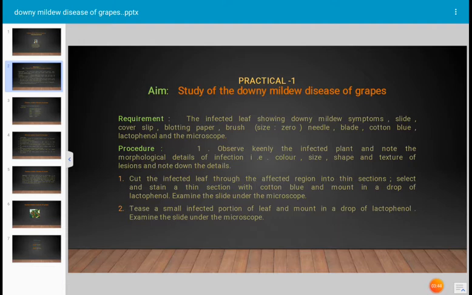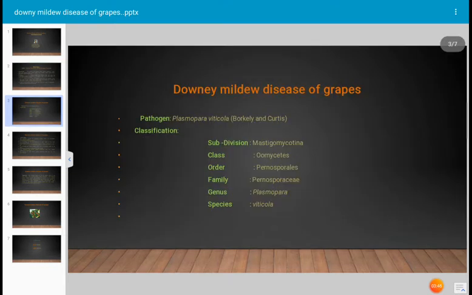Okay. Next. The downy mildew disease of grapes is caused by a fungal pathogen known as Plasmopara viticola. The class is Oomycetes, which means oogamous type of reproduction is there in this fungus. Order Peronosporales, family Peronosporaceae, genus Plasmopara, and species viticola.